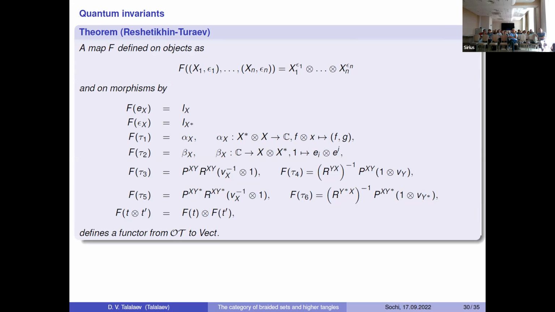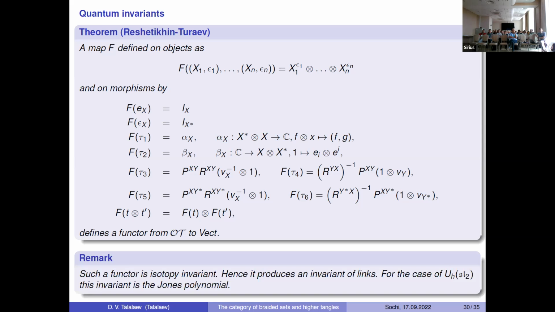So it says that this map is a functor from the category of oriented tangles to the category of vector spaces. And moreover, this functor is isotopy invariant. It means that it produces the isotopy invariants of links. And moreover, for the case of the Ribbon-Hopf algebra, which is the quantum universal enveloping algebra of sl2, it is just the Jones polynomial.